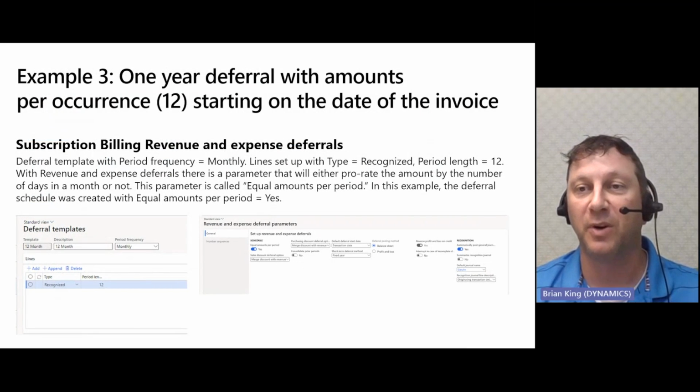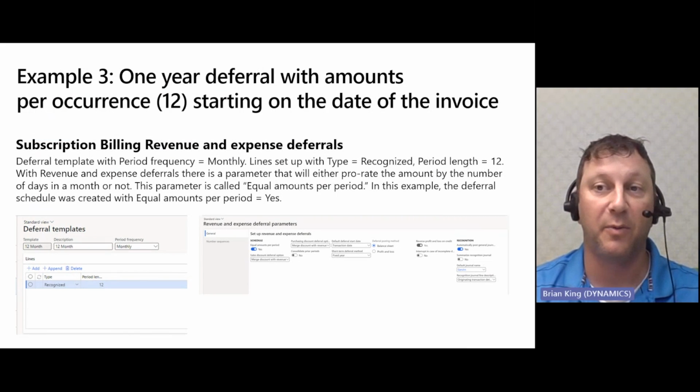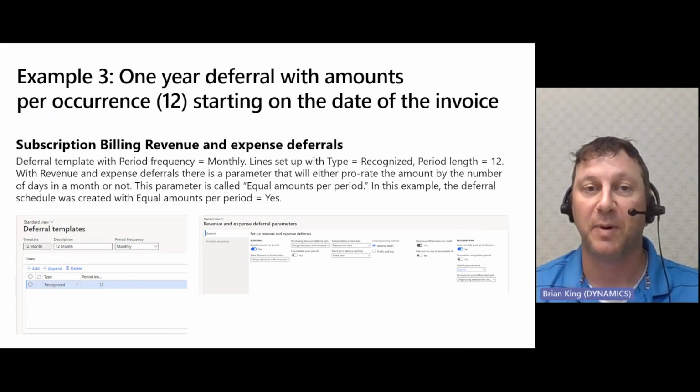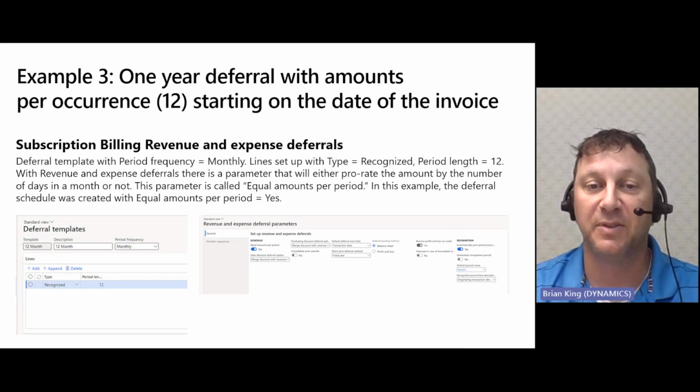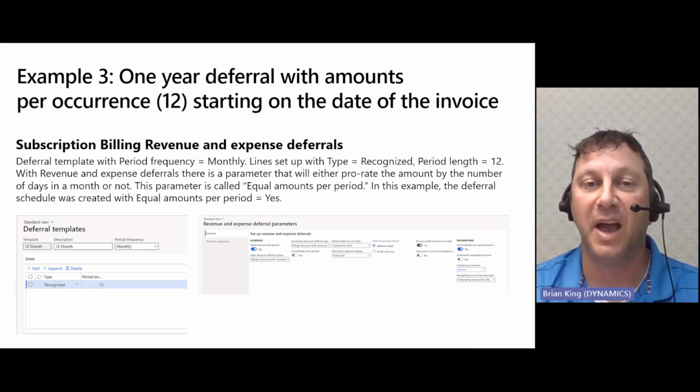So if I had two sales order lines, one could be equal amounts per period and the other one could be not equal amounts per period. So it's all based on that setup. This is just a default option that goes to that transaction deferral screen.